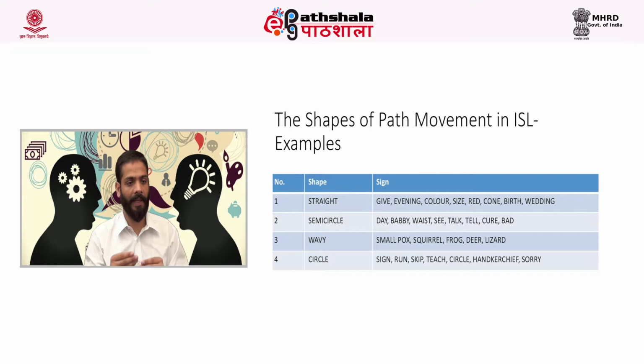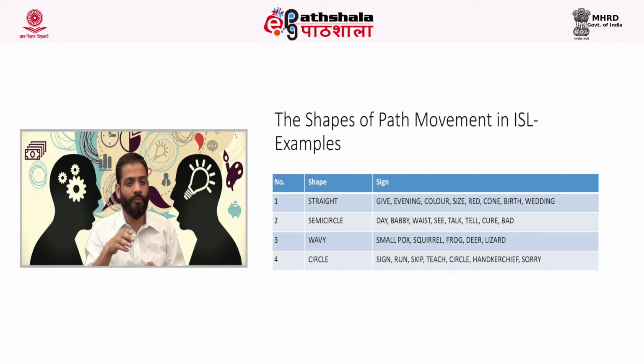Now, path movement in terms of shapes in Indian Sign Language would be straight. In straight, the examples would be give, evening, red, marry, person. Another shape would be semicircle: day, so it's one day, baby, see, talk.